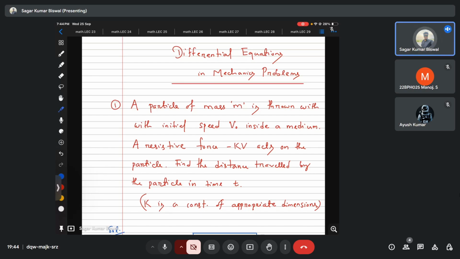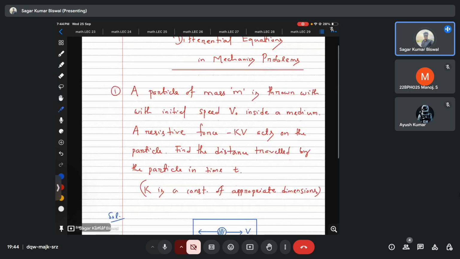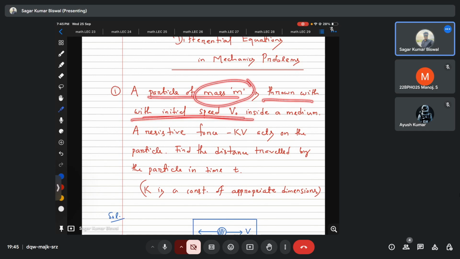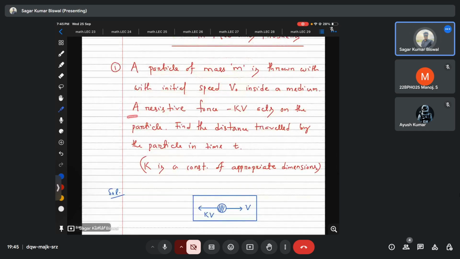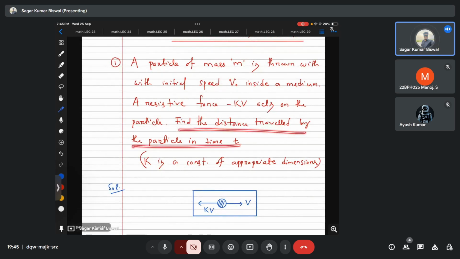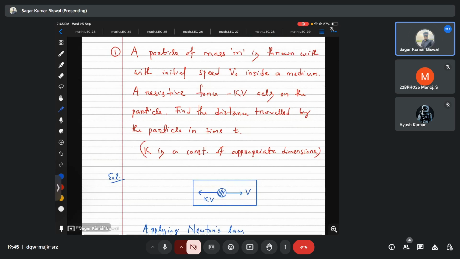This is the first problem we are going to encounter: a particle of mass m is thrown with initial speed v0 inside a medium, and a resistive force of magnitude minus kV acts on the particle. So find the distance traveled by the particle in some arbitrary time t, right? And the constant k is of appropriate dimensions, so that this will be of dimension of force.